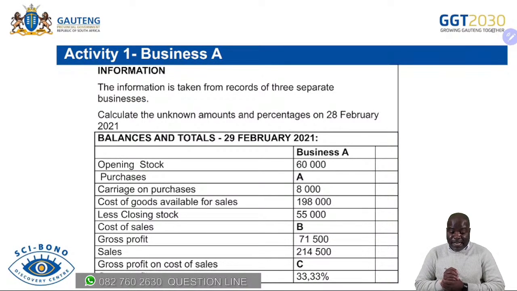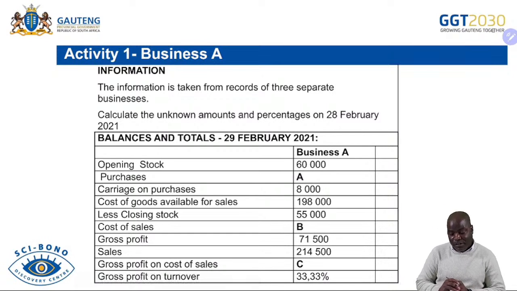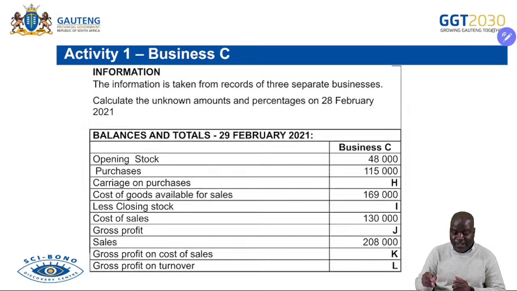Good. Now let us look at an exciting activity. We're talking business now. We have got business A. We are given a scenario there. But maybe before I get to explain that, I want us to go back slightly to the first slide.